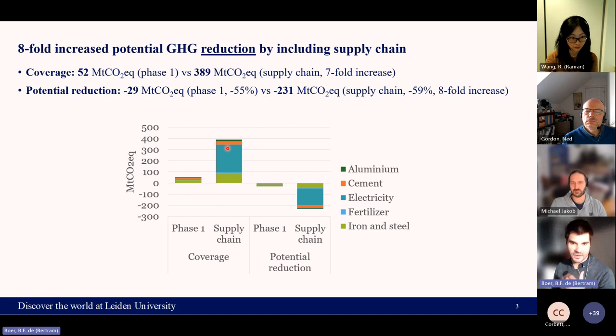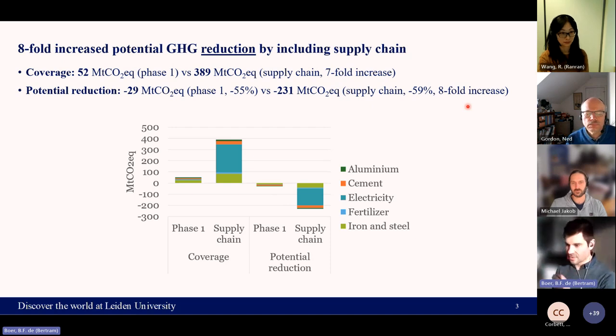This is essentially the baseline of the greenhouse gases that would be under scope for CBAM. Then if we move on to the potential reductions, we see that with the current phase, we find a potential reduction of 29 megaton CO2 equivalents. To recall, this is what would happen if non-EU actors would produce according to the EU 27 average. If we repeat that exercise for the global value chain of EU supply, we find a potential reduction of 231 megaton CO2 equivalents, which translates to an eightfold increase. So there's a great potential to increase the effects of a CBAM according to our studies.